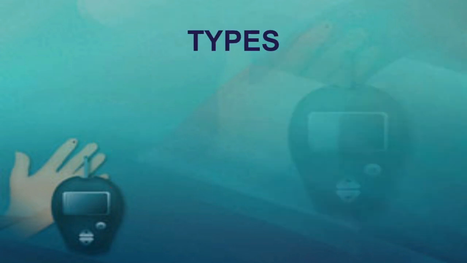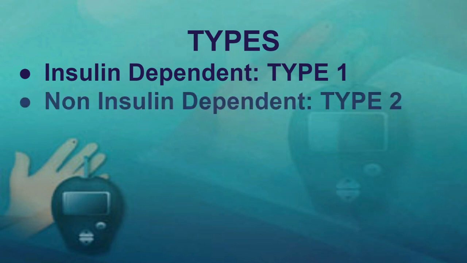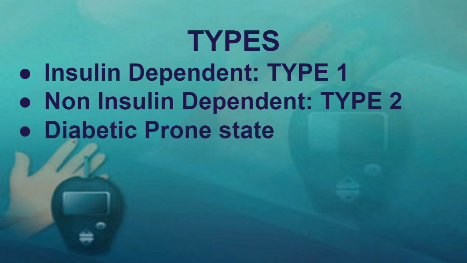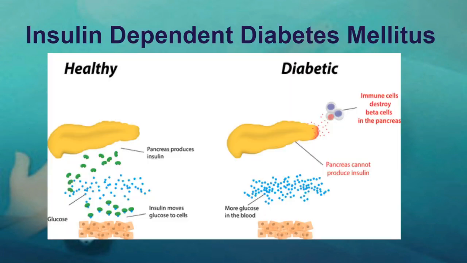Now what types of diabetes mellitus occur in humans? First of all, we have the insulin dependent diabetes mellitus, or type 1 diabetes mellitus. Next is type 2 diabetes mellitus, or the non-insulin dependent diabetes mellitus, also known as insulin independent diabetes mellitus. Okay, the same thing. Then it can be a diabetic prone state, or it can be secondary to other causes. We'll talk about these all individually. First of all, we have the insulin dependent diabetes mellitus, or type 1 diabetes mellitus.